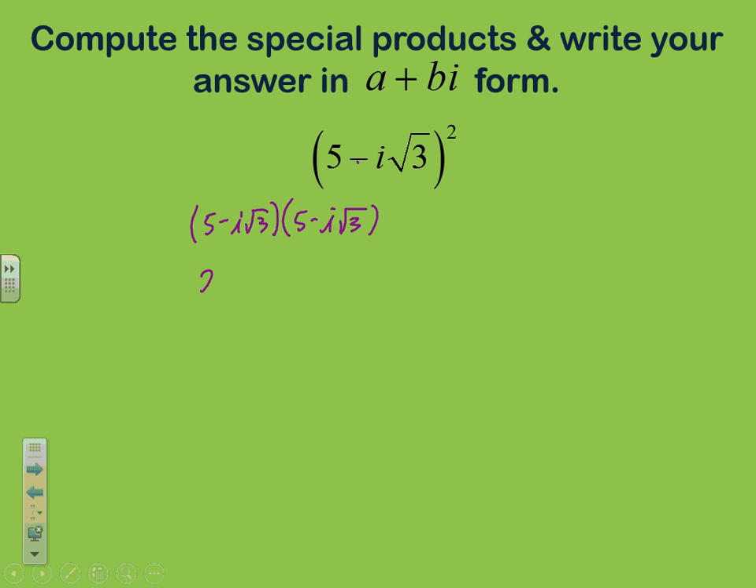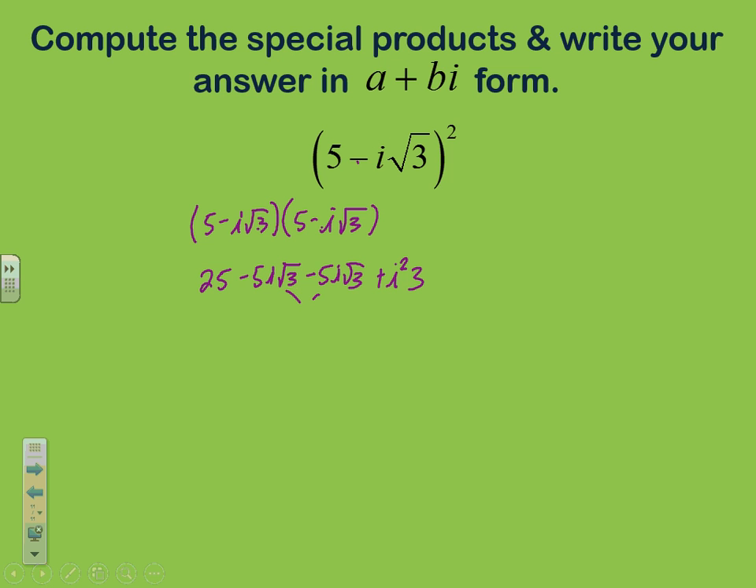5 times 5 is 25. 5 times negative i radical 3 will give me minus 5i radical 3. And then negative i radical 3 times the 5 will give me another negative 5i radical 3. And then negative i times negative i will give me positive i squared. And the radical 3 times the radical 3, that's going to be really just a 3.